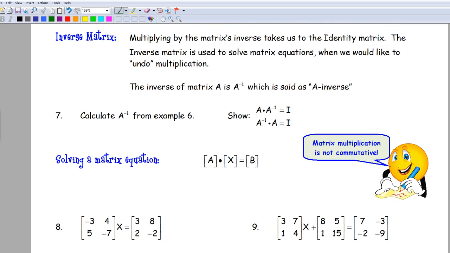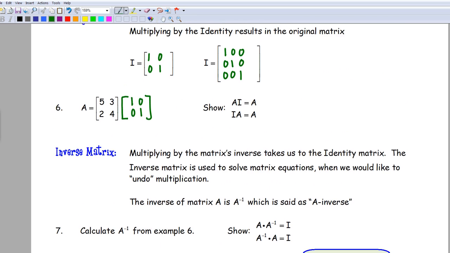Now, multiplying the matrix's inverse takes us back to the identity matrix. We're going to use this a lot this chapter. It's used to solve complex matrix equations to undo multiplication. When we're multiplying matrices, we cannot divide out matrices. It doesn't work that way. Instead, we use the inverse. So, calculate A inverse from example 6.